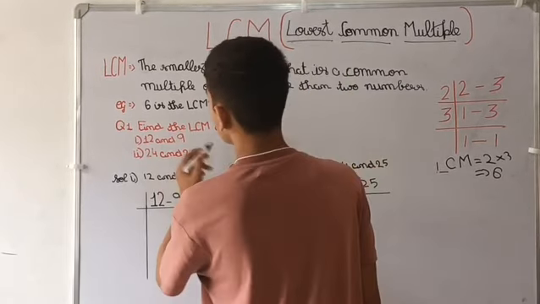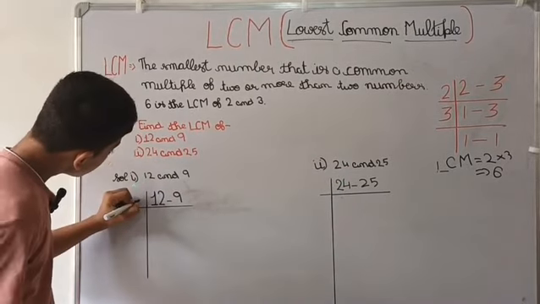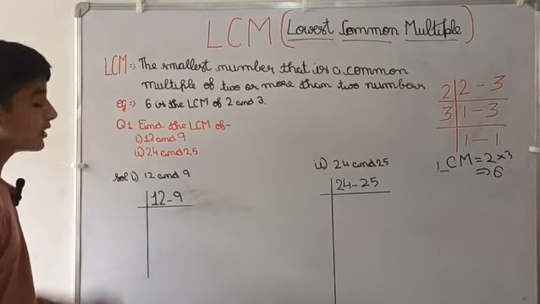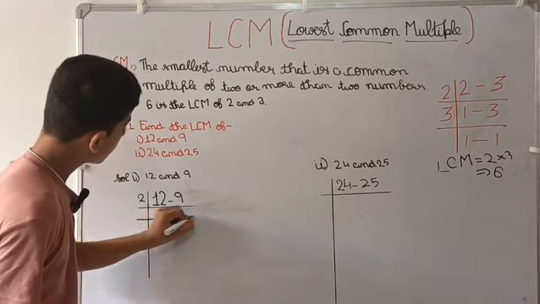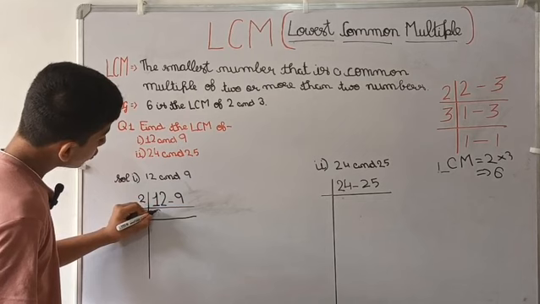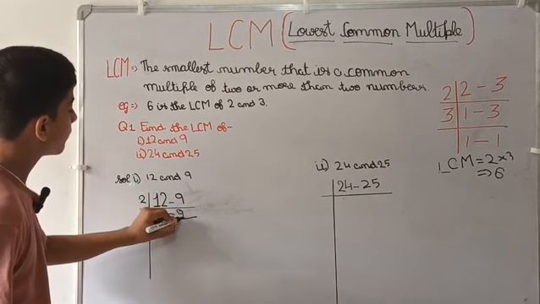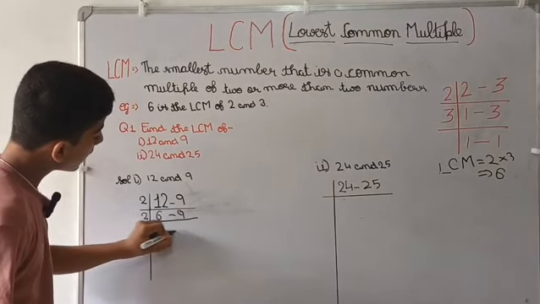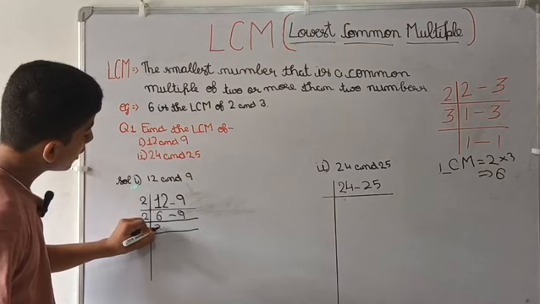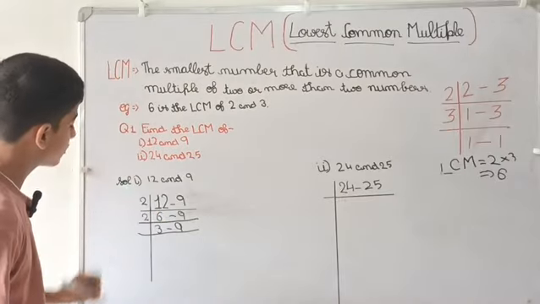Find the LCM of 12 and 9. First, 12 is divisible by 2, so we will divide it by 2. The quotient will be 6 and 9 is not divisible by 2, so we will write it the same. 6 is again divisible by 2, so we will divide it by 2. The quotient will be 3 and 9 is again not divisible, so we will write the same.